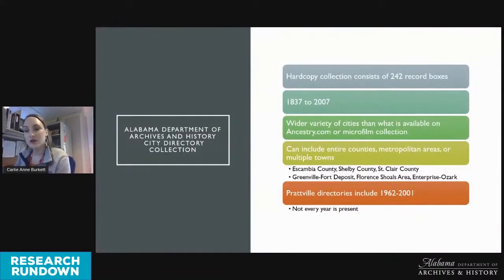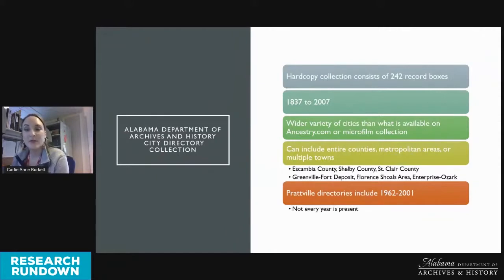But we have a much larger hard copy collection that contains roughly 242 boxes. These date ranges are from about 1837 to 2007, and this hardbound collection is a much wider variety than what is available on Ancestry.com and even in our microfilm collection.